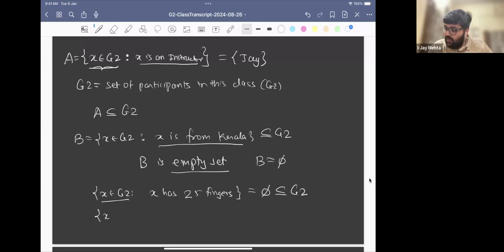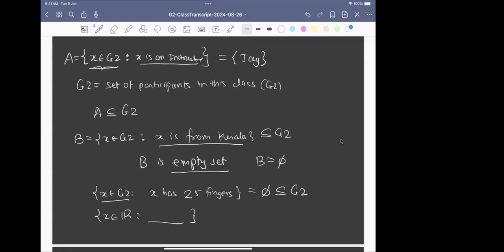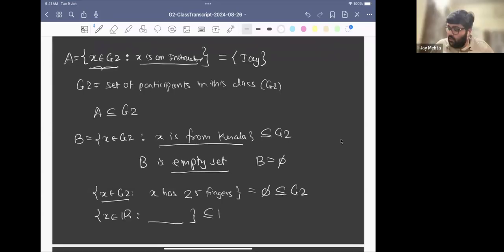What is this set? X belongs to R. I'm not writing the property, but it is a subset of which set? Real numbers. Yeah, it's a subset of R. We can just tell from this, okay? Elements are coming from R. Okay, if I write x square equals to 1, then what is this set?